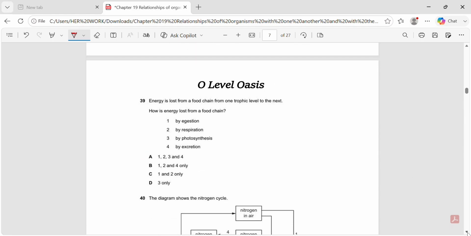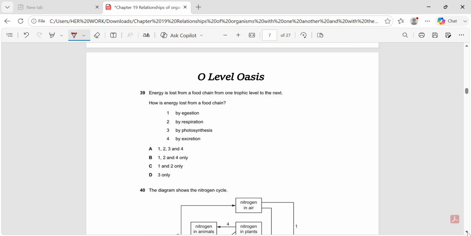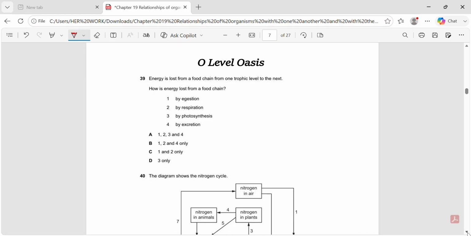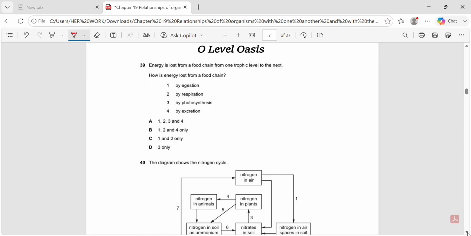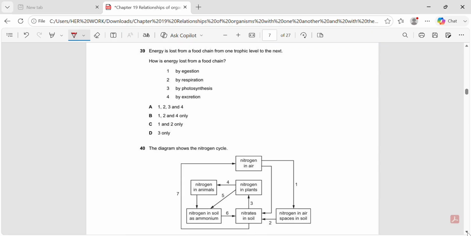Moving on to the next question, it states, energy is lost from a food chain from one trophic level to the next. How is energy lost from a food chain? The processes listed are digestion, respiration, photosynthesis, and excretion. Energy is lost through digestion because undigested food leaves the body. Energy is also lost through respiration as heat is released to the surroundings. In addition, energy is lost through excretion because waste products still contain chemical energy. However, photosynthesis does not cause energy loss from a food chain. Instead, it introduces energy into the ecosystem from sunlight. Therefore, B is the correct answer.